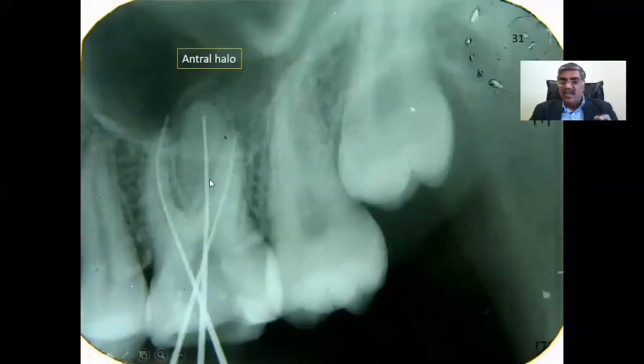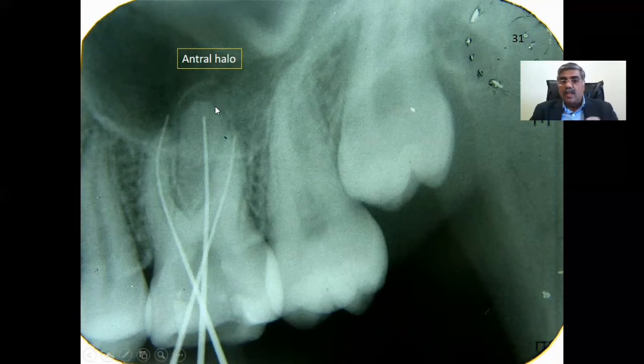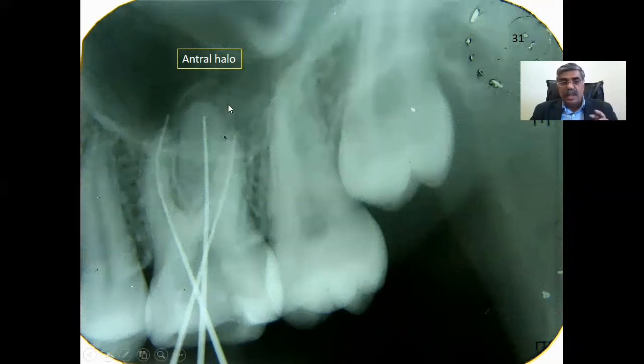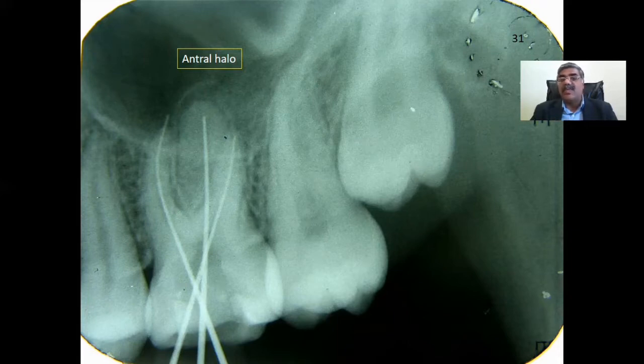So if there is a chronic periapical infection at the root of a maxillary premolar or molar, which is in close proximity to the maxillary sinus, sometimes it can remodel the floor of the maxillary sinus. Here you can see the floor of the maxillary sinus. You can see a remodeling of the floor of the maxillary sinus, which may result in a condition called antral halo.